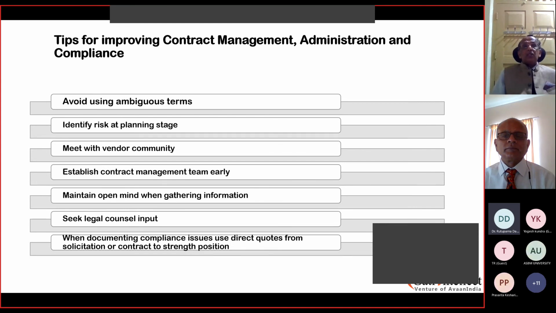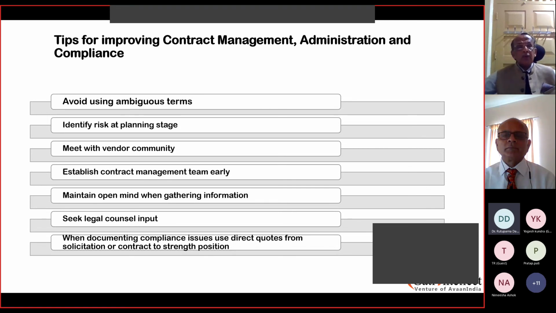Right, establish the contract management team early. It's essential that before we start the contract, the contract team has to be established. We have already seen what the criteria required in a management team are.